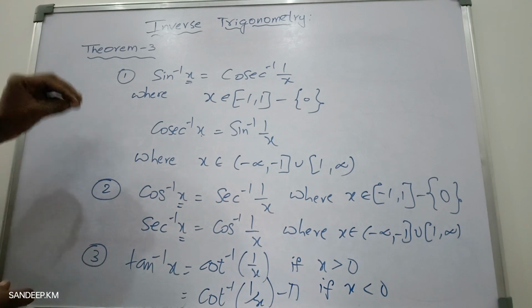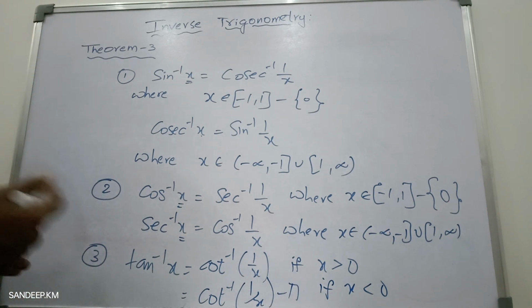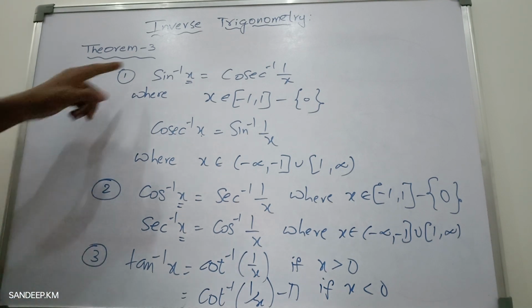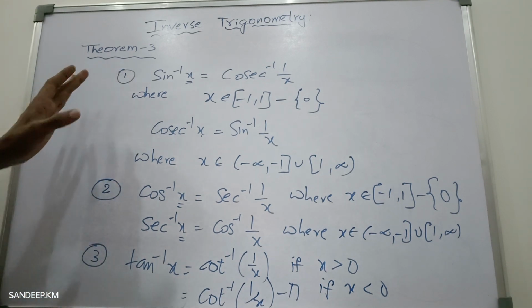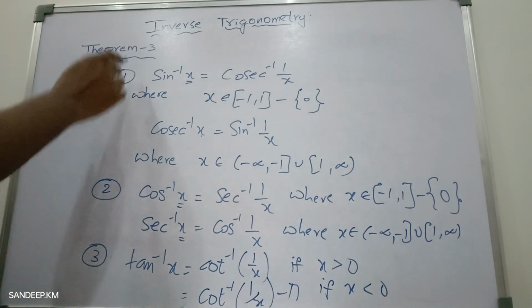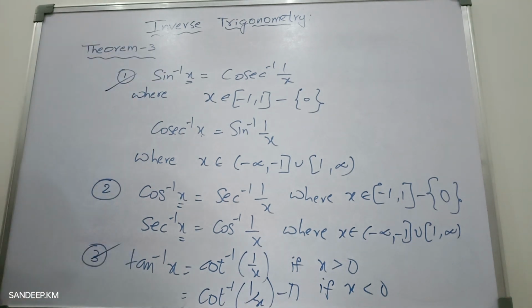Now I'll pick some of them and prove them. You can prove the remaining. It's very easy to understand. It's very easy to prove also. So remember these formulae, but let us also see how to prove them. I'll prove the first one and third one. You can try proving the second one, and please practice the proofs.